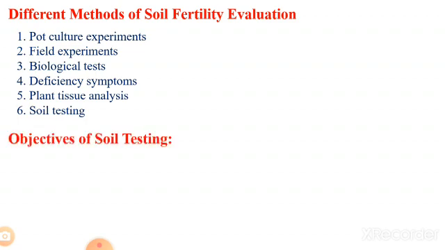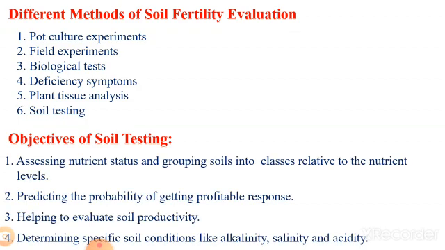So what is the objective of soil testing? First one, assessing nutrient status and grouping soils into classes relative to the nutrient level. We have to classify the soil in different classes to identify the nutrient level of that soil. Then predicting the probability of getting profitable response. Then helping to evaluate soil productivity. And last point is determining specific soil conditions like alkalinity, salinity and acidity of that soil.